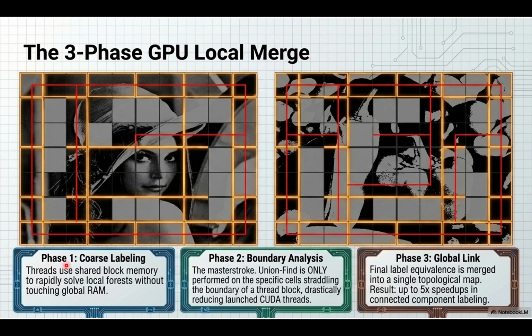They divide that massive 4K image into smaller, bite-sized 2D blocks, and they assign each block to a cluster of CUDA threads. But here is the critical design choice. Instead of having those threads constantly read and write to the GPU's painfully slow global memory, they load their specific block into their own localized shared memory.